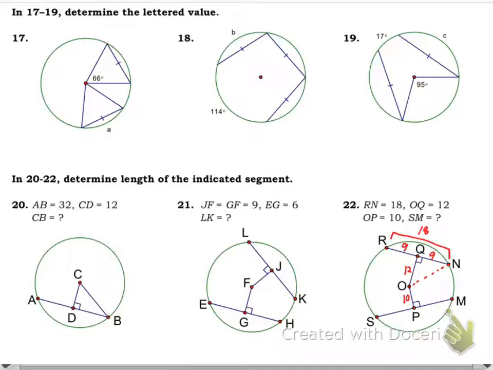So we make that triangle from O to N. And we get that value, right? Because we have 12 squared plus 9 squared. And so we get that. What measure did that come out to?